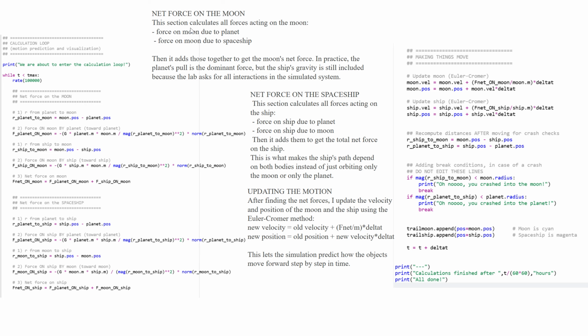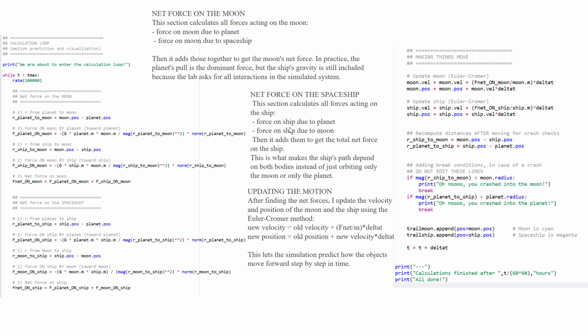To calculate the net force on the moon, we find the force on the moon due to the planet and the force on the moon due to the spaceship, and then I added these together to get the net force. Although the planet is the dominant force, the ship's gravity still has to be taken into account because of the directions. The net force on the spaceship is the force on the ship due to the planet plus the force on the ship due to the moon.